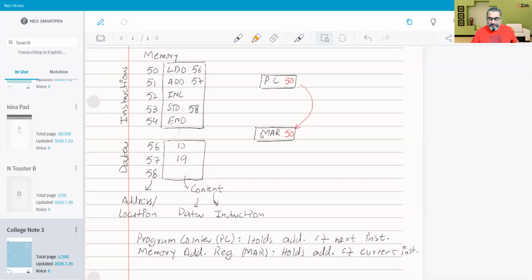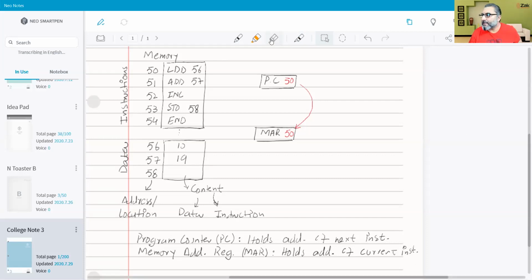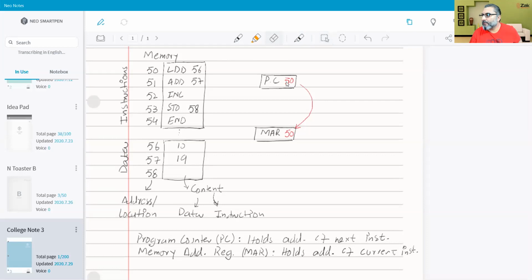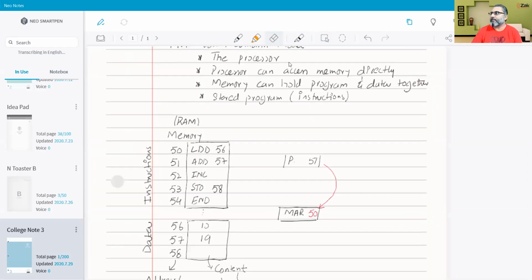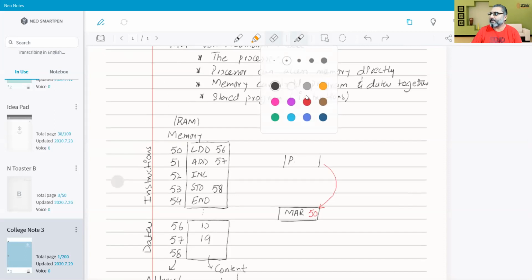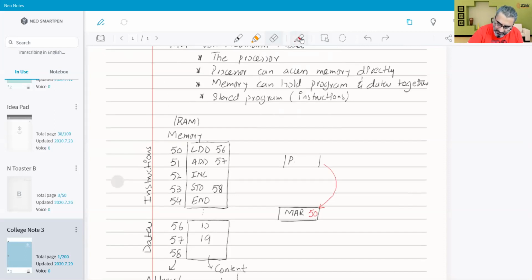So what basically happens is that as soon as the address is transferred from PC to MAR, PC increments itself by 1. PC increments itself by 1. So PC will now become 51. All right, PC will now become 51. So PC increments itself by 1.